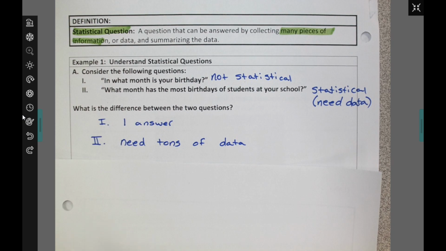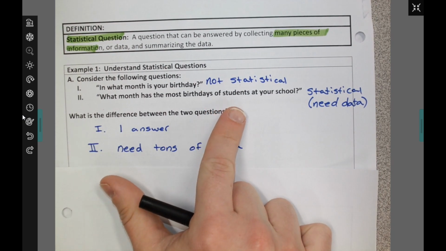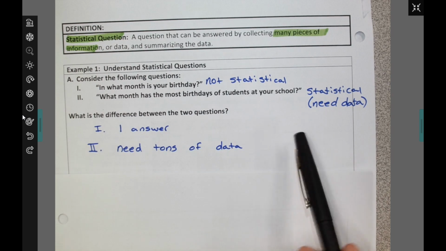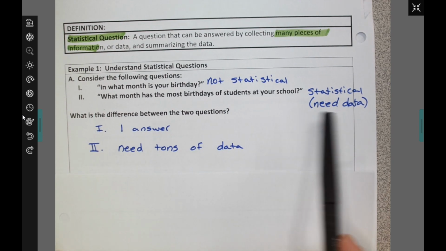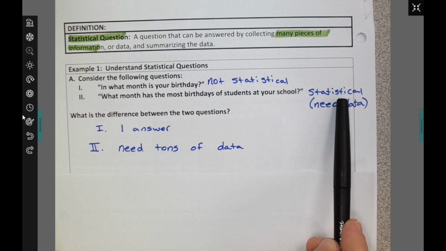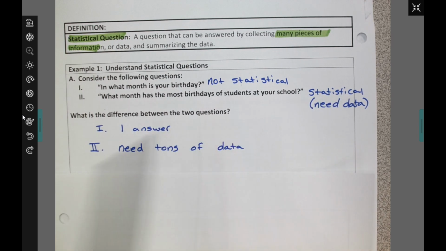However, if I want to know what month has the most birthdays of students at Franklin, I would need to ask every student. So I need to ask over 1,000 students to figure out which month has the most birthdays. Since I needed to collect data for the second question, that would be considered a statistical one. For the first one, since there's only one answer and you don't really have to collect data, that would be considered non-statistical.